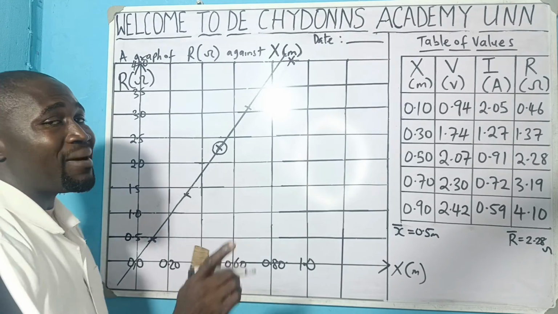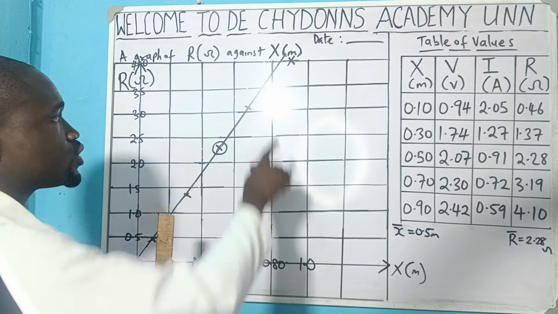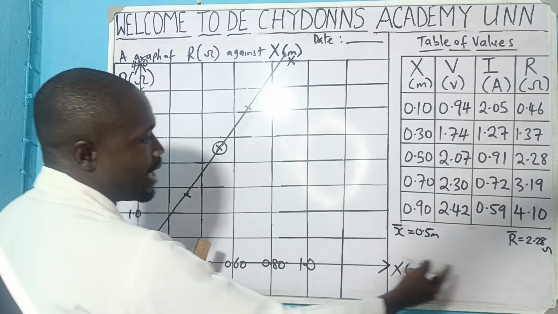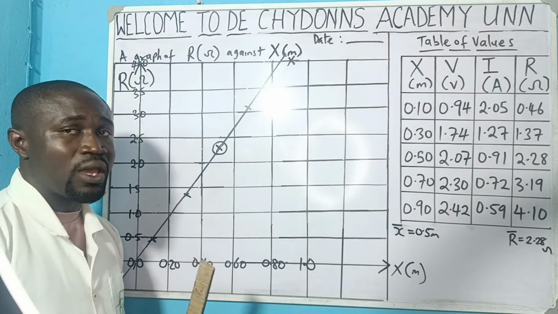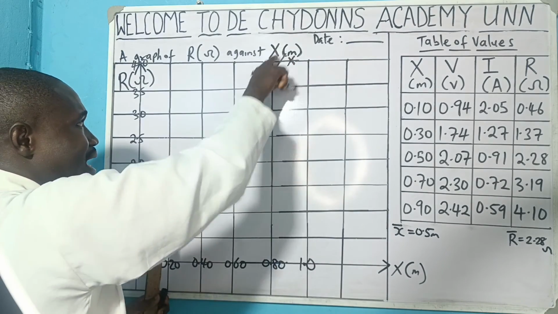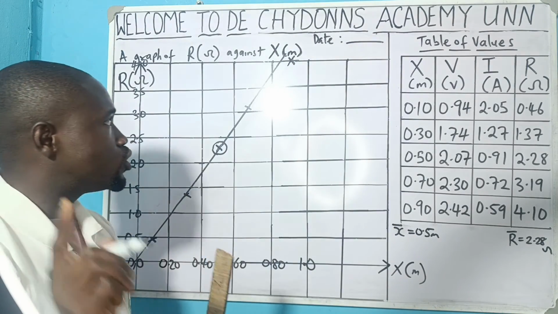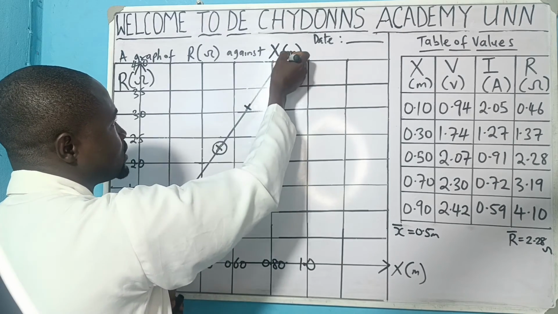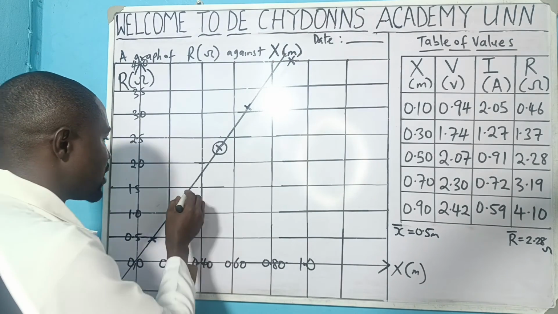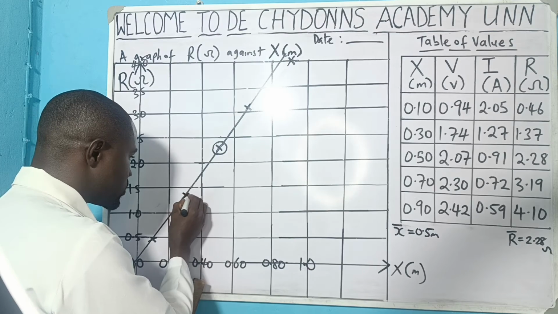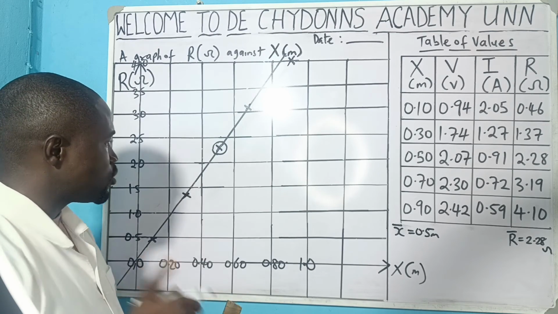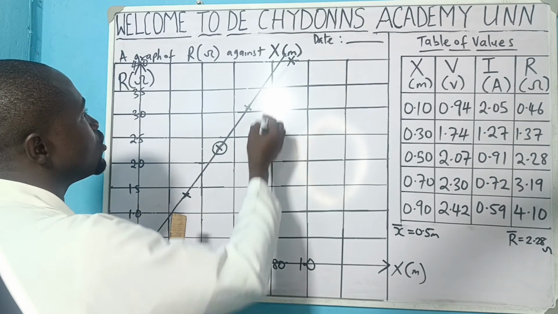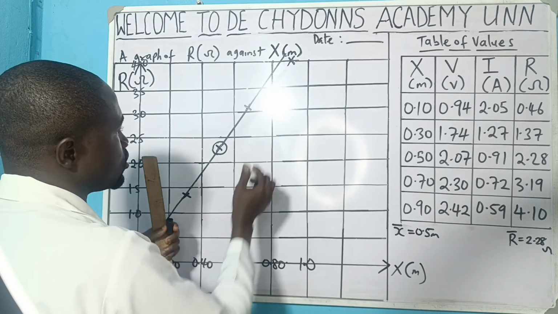Okay, so remember that your line of best fit must pass through the mean of x and the mean of r. That is what will help you to know the actual direction this line of best fit should pass. Remember, this is the only point that fell out of the line. Just only one point.